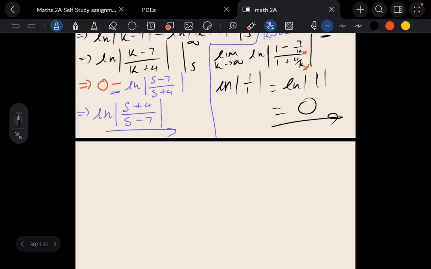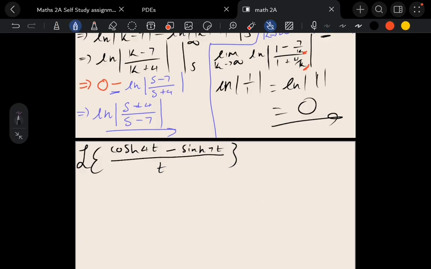Now let us look at another example. Another example is going to be quite tricky, but please make sure that you listen very carefully. So the third one is the Laplace transform of cos 4t minus cos 7t, all divided by t.